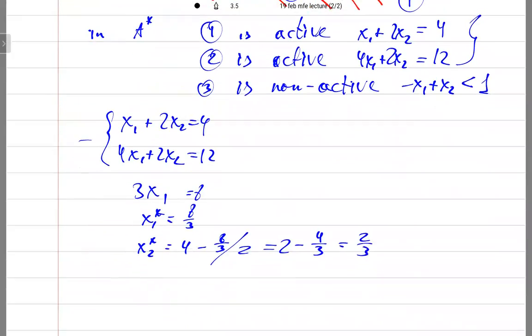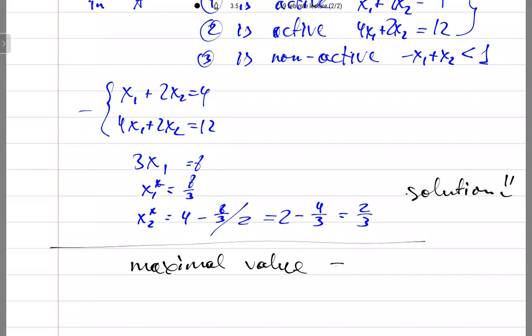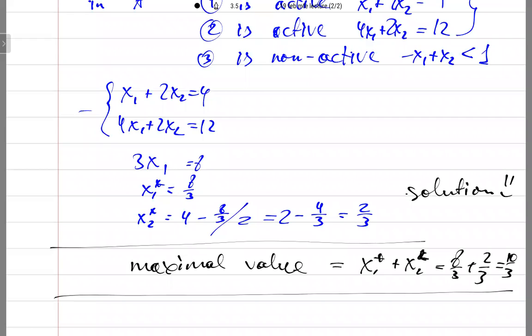Okay, let's move on. We have found our solution. Let's find the maximal value. The maximal value of the objective function is x1 star plus x2 star, and it's 8/3 plus 2/3, and it's 10/3. Okay, we have found the maximum point. We have found the maximal value. So, woohoo, we have finished our solution.